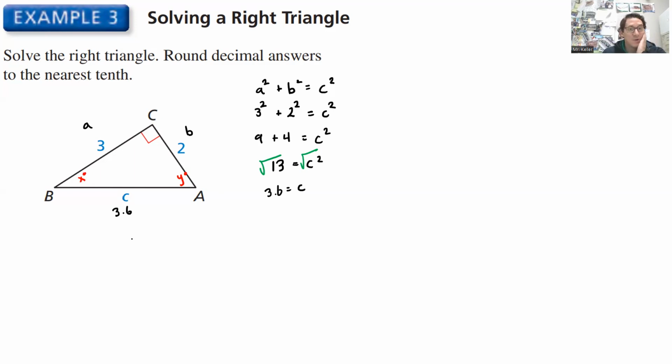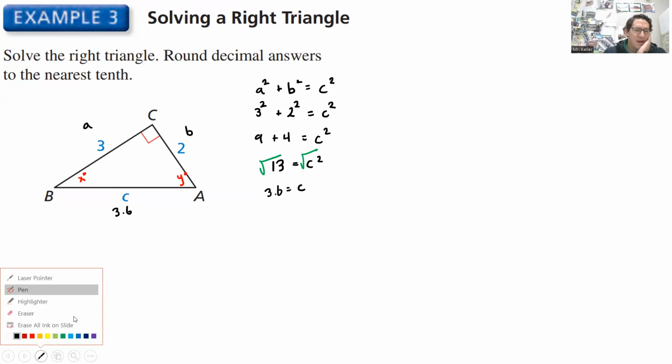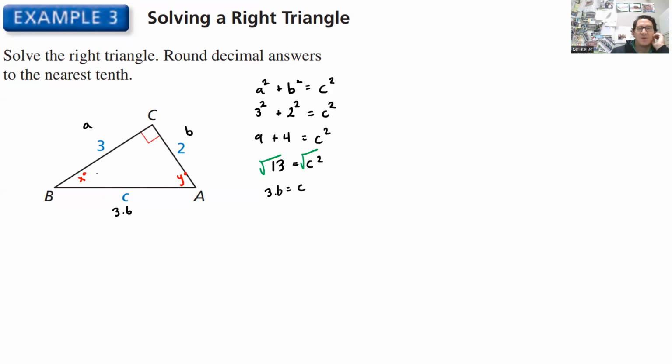So now we need to find one of these angles. Doesn't matter which angle we do first. I'm going to use a different color for this. I'm going to do this blue. I'm going to find X first. Why? That's just because we labeled it X. So I'm going to draw my eyeball. The eyeball at X is looking at the opposite side. The longest side here is the hypotenuse. That means the side left over is the adjacent side.